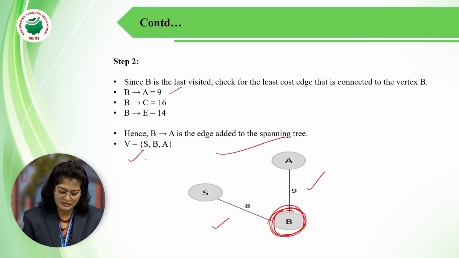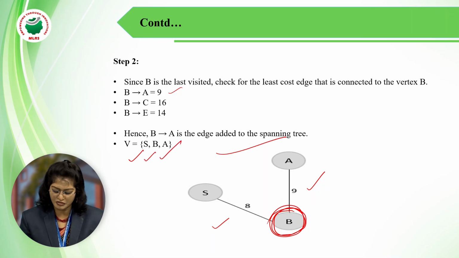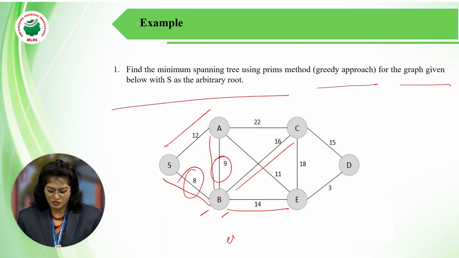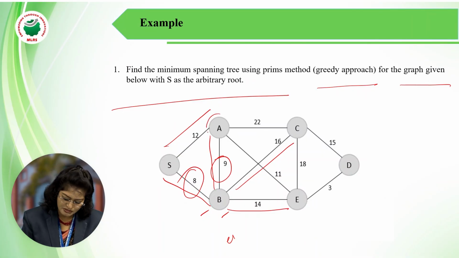Visited nodes will be B, A. Now B to A. Alright, this is the second step. Now we are moving on to A node. So A, now this is the new node. This is completed.